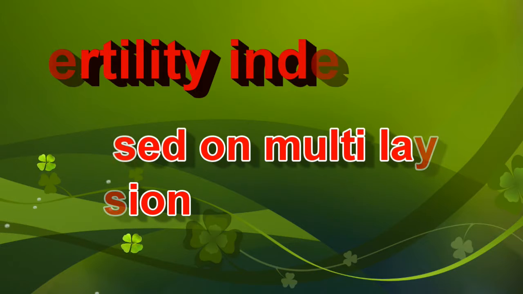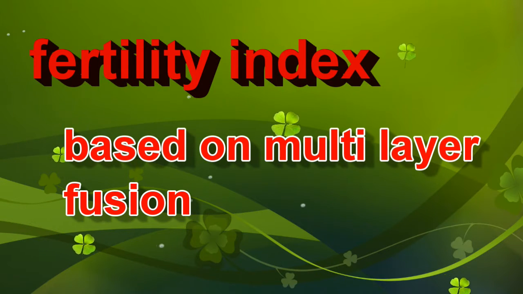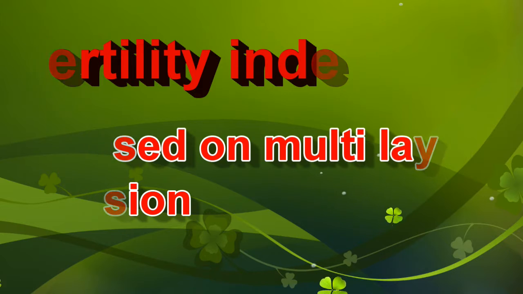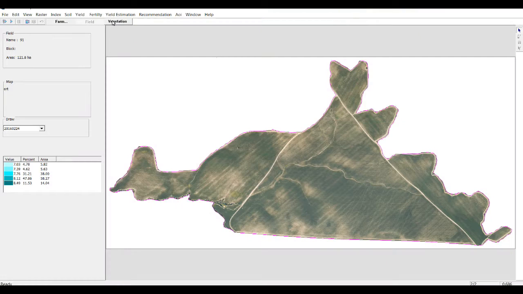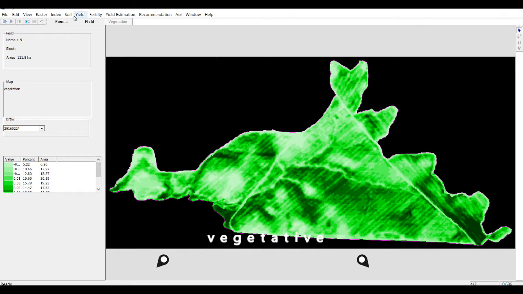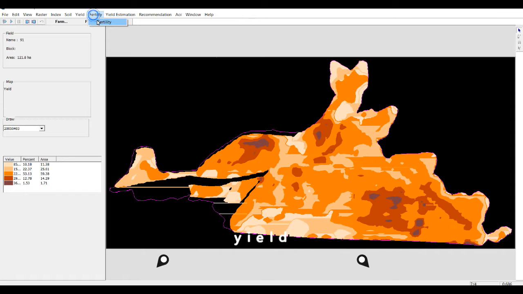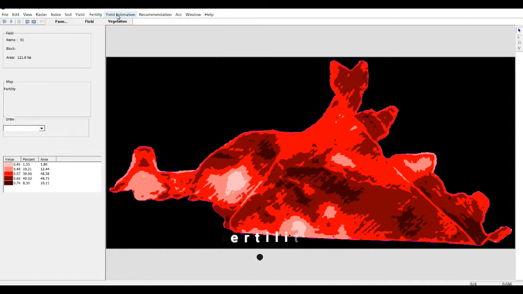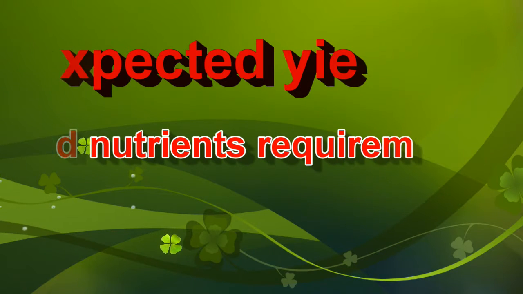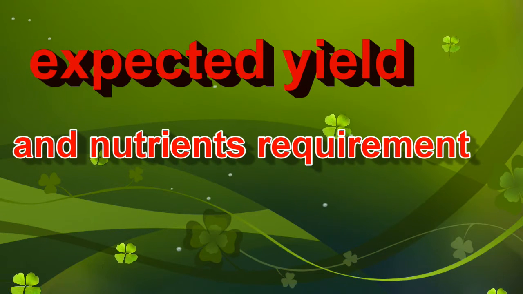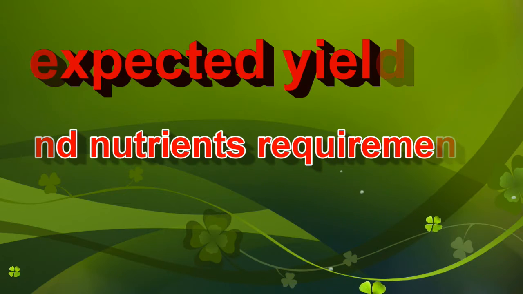The next step is that we create a fertility map, a fertility index, based on the fusion of 3 layers. The first layer is the vegetative index. The second one is the soil type. And the third one is the yield map. By a fusion of these 3 layers, we create the fertility map. This will help us to estimate the expected yield and the nutrient requirement.